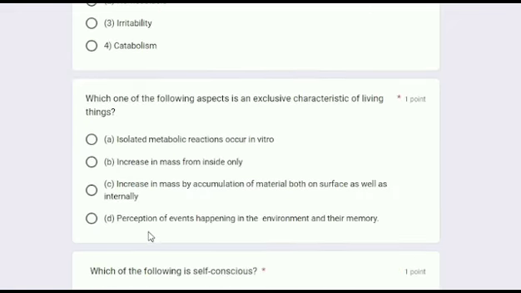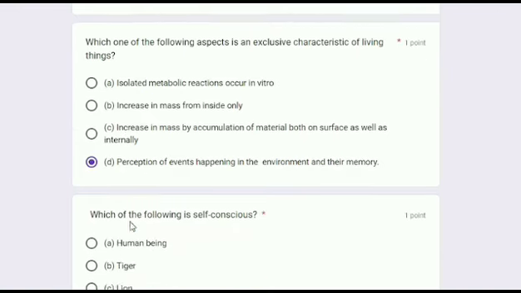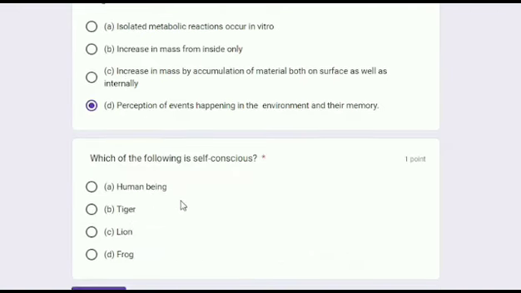Which one of the following aspect is an exclusive characteristic of living things? Yes, it is perception of events happening in the environment and their memory. All the other options can or cannot be an aspect of living thing, but they ask for exclusive characteristics. So the right option is perception of events happening in the environment and their memory. Which of the following is self-conscious? In fact, human being.